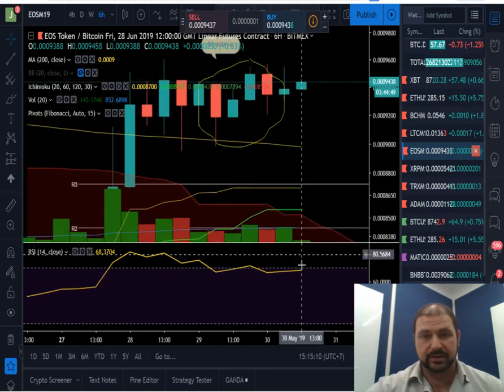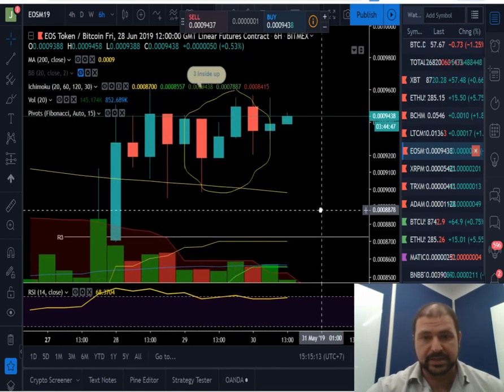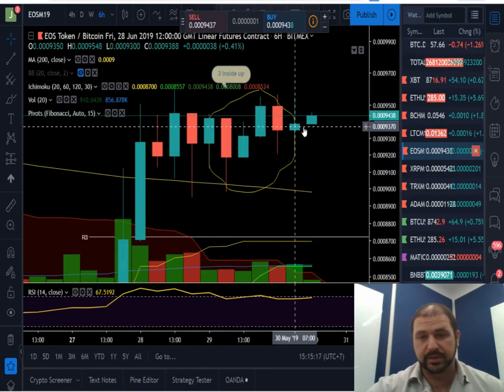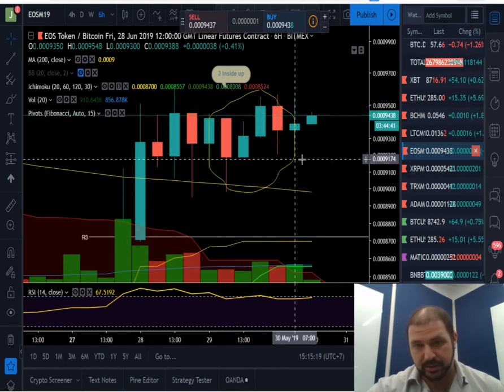So here we can see it again. We had a 3 inside up, 1, 2, 3 inside up, but it started actually on a bearish wick down.